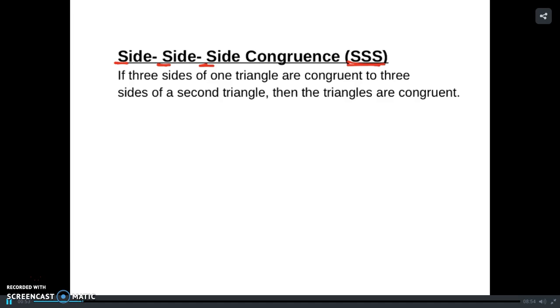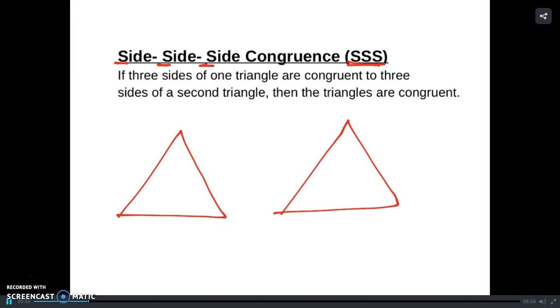And it says that if you have two triangles and the three sides of the first triangle are congruent to the three corresponding sides of the second triangle, then you will know that the two triangles are congruent.